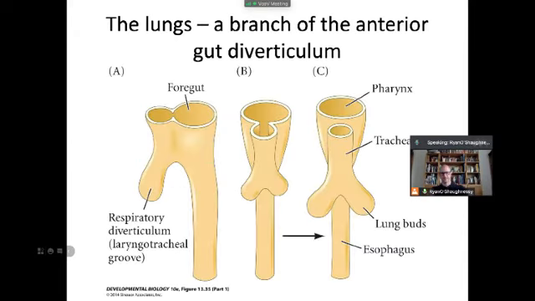So, during development, the lungs come directly from the gut, a part of the gut called the anterior gut diverticulum. And this is the foregut of an organism, and you can see progressively over time that this respiratory diverticulum, which is just a name for a budding off organ before it becomes an organ, progressively buds off and then forms the trachea and the lung buds, and you can see they're distinct from the esophagus and pharynx from which they came.